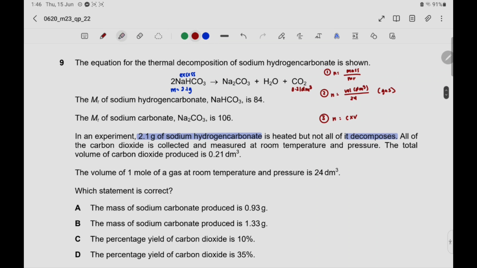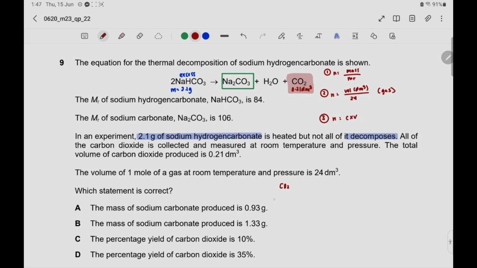Why? Because carbon dioxide here is my product. If I'm able to get 0.21 dm cubed, when I calculate the number of moles, I can use it to compare with sodium carbonate here. Okay? Because I see the question is only asking about sodium carbonate production and also percentage yield of carbon dioxide, right? So if you want to make sure all of them are correct, also no problem. But let's see, I start with the carbon dioxide first.